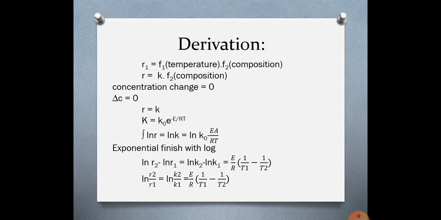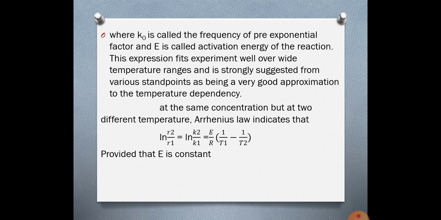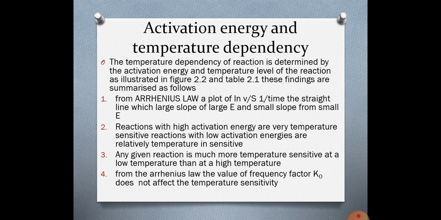If we integrate both sides, ln r equals ln k equals ln k naught minus Ea by RT. Taking the logarithm of the exponential, we get the above equation. Now integrating the equation on both sides, we get the final result as mentioned, ln r2 by r1. This is the derivation of the previous equation, and these are the final equations.